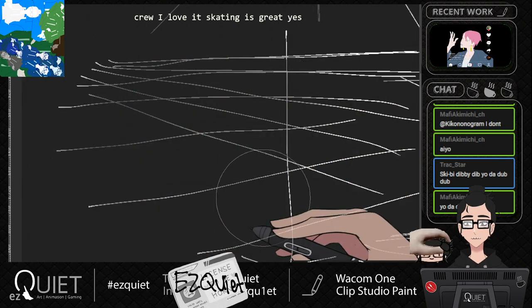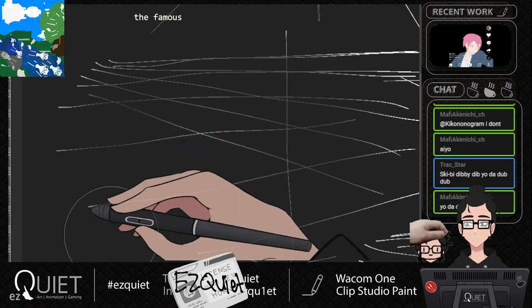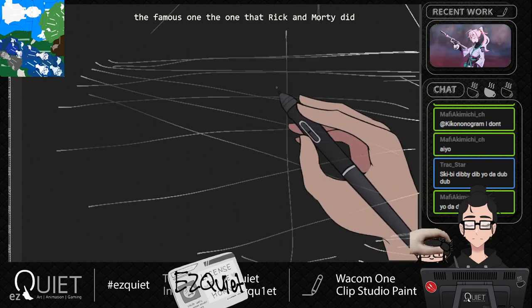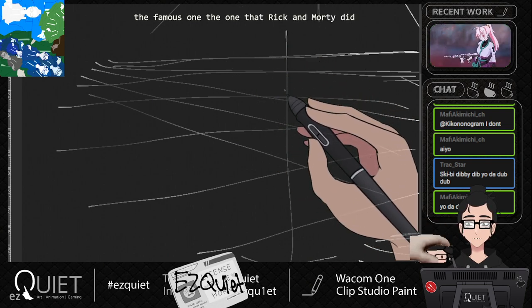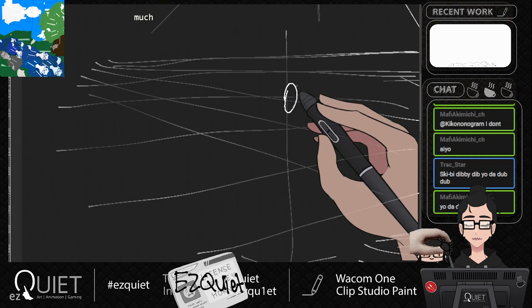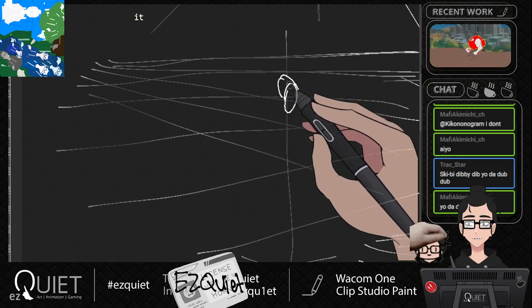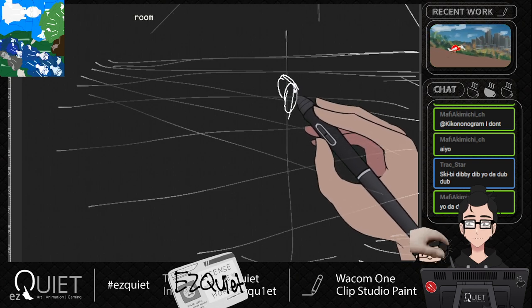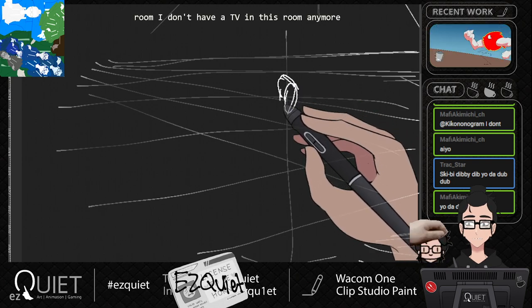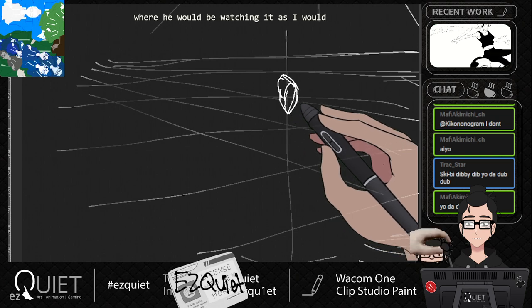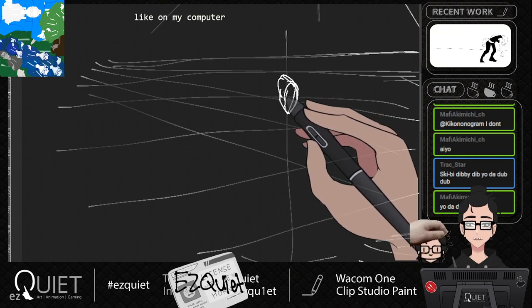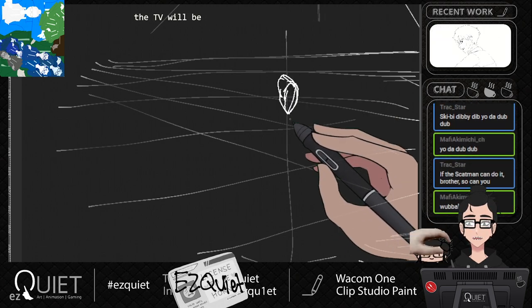Yes. What was the famous one? Wasn't there one that Rick and Morty did? Is that a Rick and Morty thing? I didn't actually watch Rick and Morty that much. My cousins, my brother, also really loved it. And there was a time when I had a TV in my room. I don't have a TV in this room anymore. He would be watching it as I would be on my computer hanging out, because the TV would be above me. And so I picked up some things.